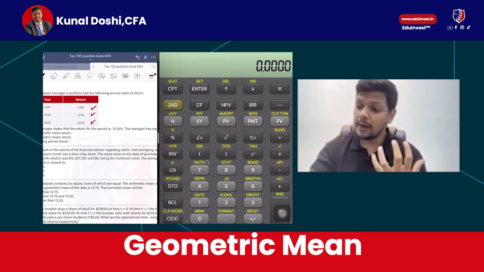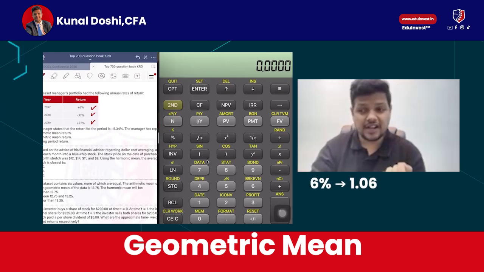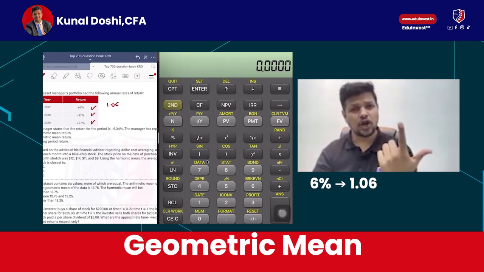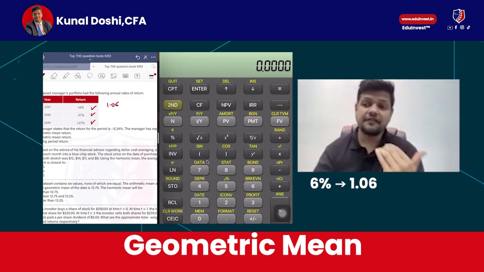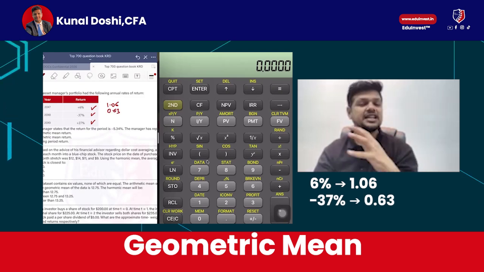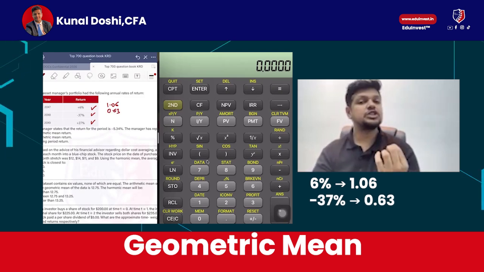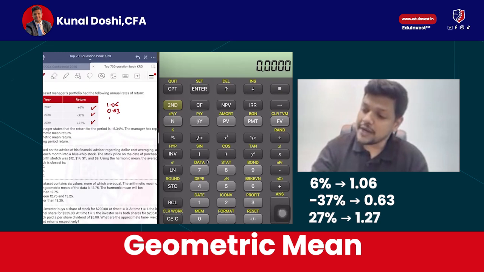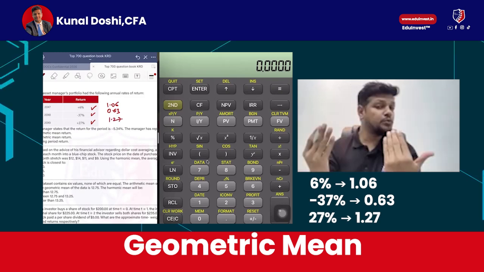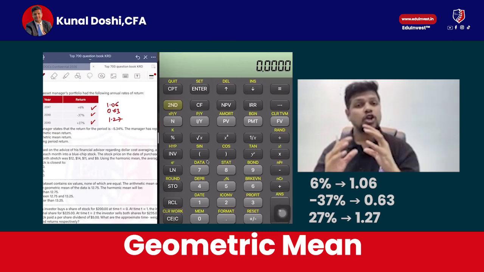The 6% you need to compound, so you need to add the factor of 1, so it becomes 1.06. It's basically adding 6% to a dollar. 37% you need to deduct from a dollar, so that becomes 0.63. It's like deducting 37 from 100. And 27% to a dollar is 1.27. Now ideally you need to multiply all three and then find the cube root, that is, to the power 1 by 3. So how is this done?